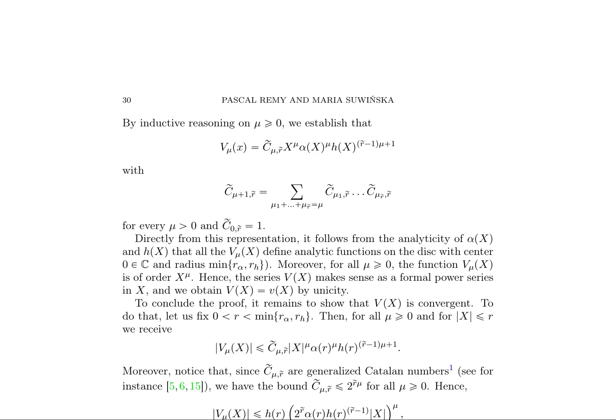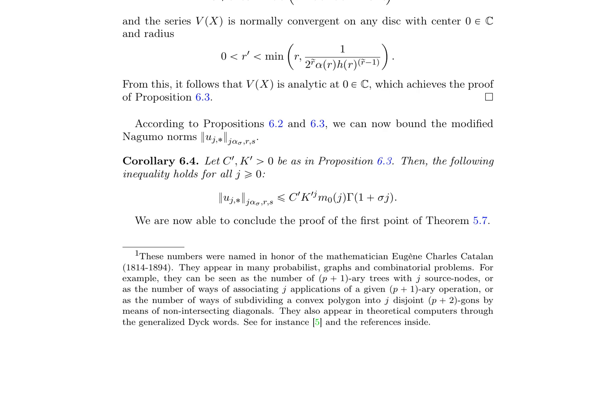The authors then use this proposition along with proposition 6.2 to derive corollary 6.4, which provides an upper bound for the modified Nagumo norms in terms of the parameters C1, K1, and the gamma function gamma(1 + sigma j). This bound is essential for establishing the first point of theorem 5.7.